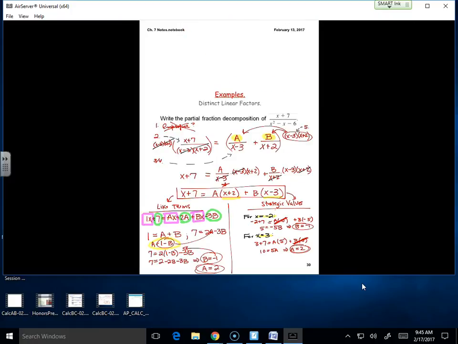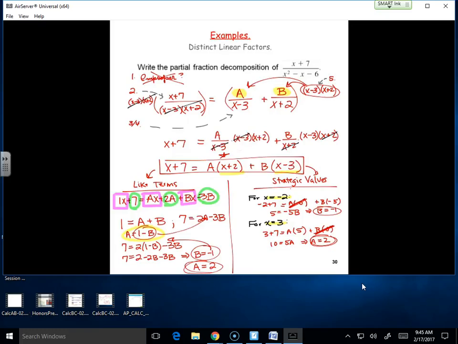So where does this all get us? We put this all together to say the following. The original function, x plus 7 over x squared minus x minus 6 is equal to, take the A, take the B, put it in the proper spot. 2 over x minus 3 is a partial, plus negative 1 over x plus 2. And if you go to the beginning of our notes, does this match what we saw to be a partial fraction?